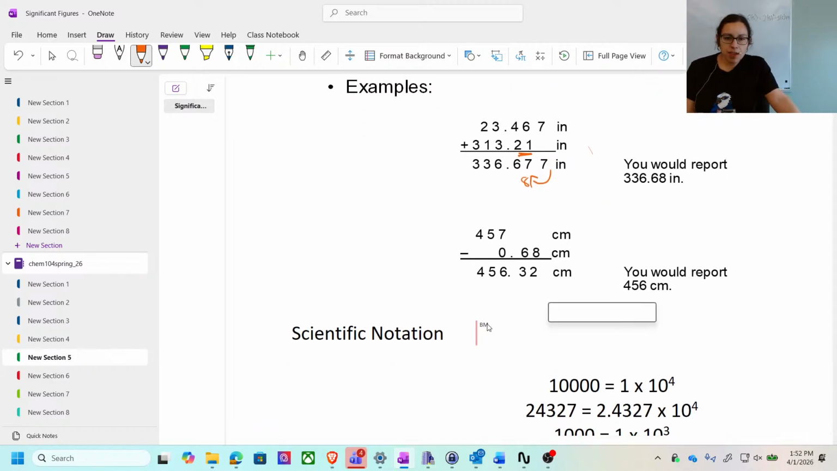And then same thing, I feel awkward about this one. We didn't give it any numbers after the decimal place here, so we can't report any after. So do the subtraction, and then we have to round all the way to 456. So again, just make sure you give yourself sig figs.